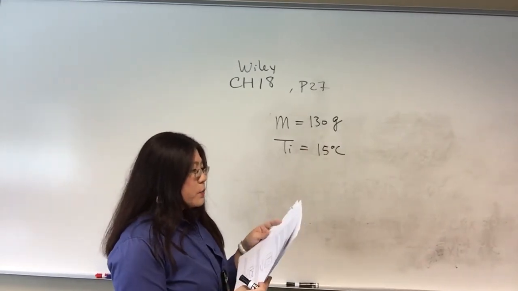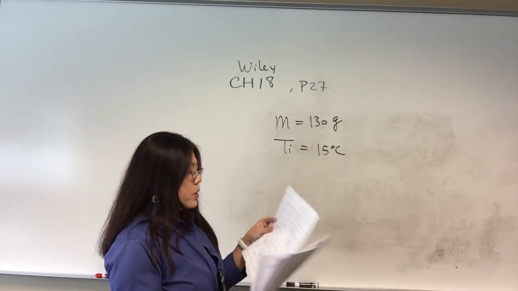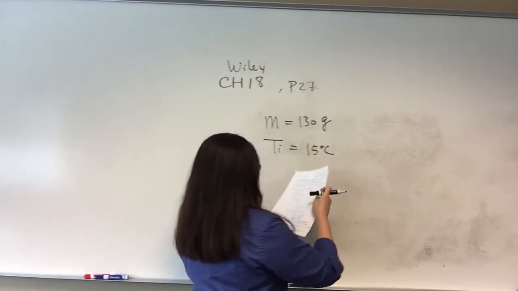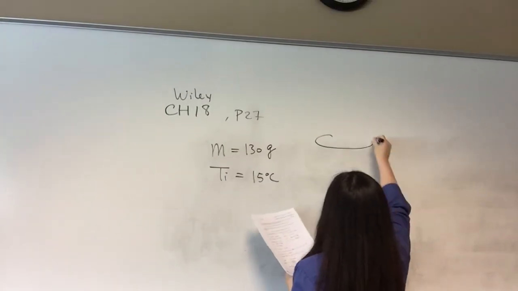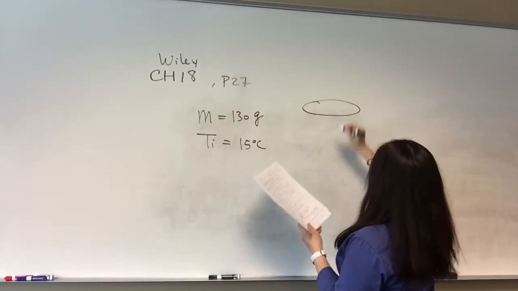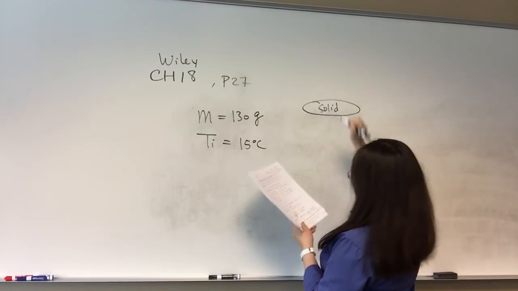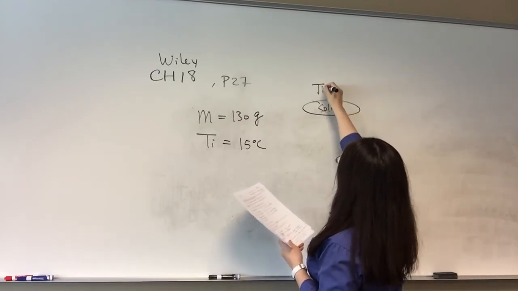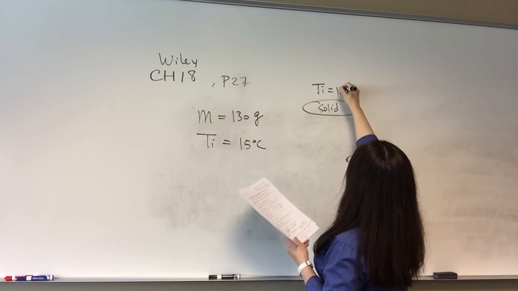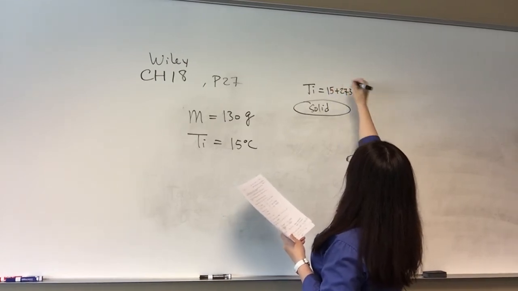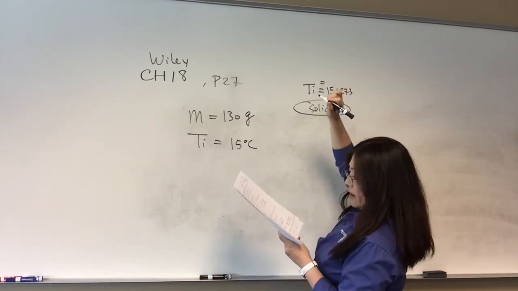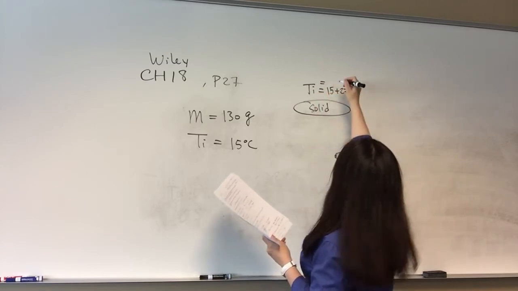If I were to do this problem, this is how we would draw the diagram. You will have the silver, which is in solid state, and the initial temperature is 15 degrees. Now 15 plus 273, we know that in Kelvin, that will be 288.